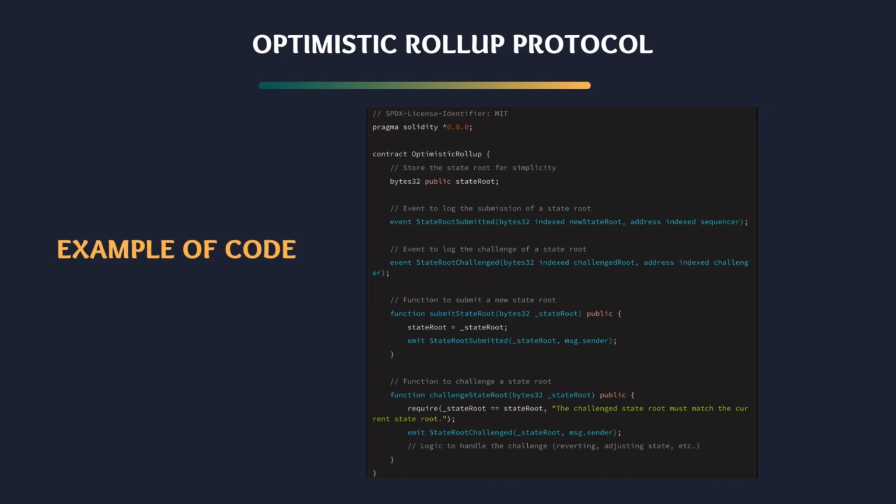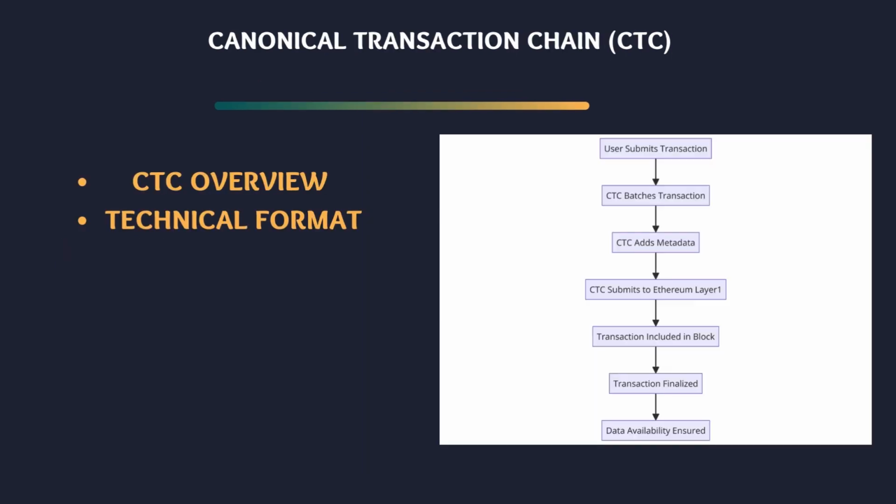fraud or errors. This simple example encapsulates the core mechanics behind optimistic rollups, showcasing how transactions are processed in an efficient and secure manner by leveraging the power of Ethereum's smart contracts. Through this code, we understand how optimistic assumptions in rollups help in scaling Ethereum. By allowing transactions to proceed without immediate verification, but with the possibility of later challenges ensuring the integrity of the system. The canonical transaction chain, CTC, is essential in Optimism's architecture.